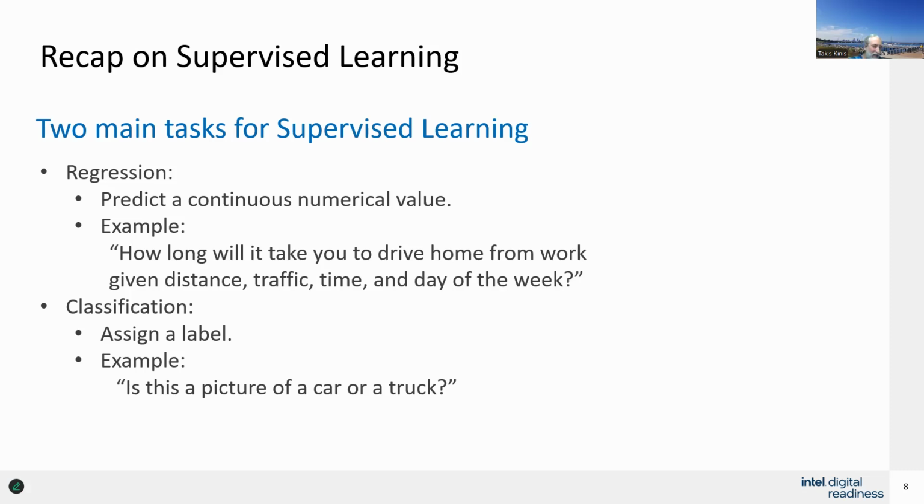But classification is really just pointing out what that is. Is that a picture of a car or is it a truck? Is it a dog or is it a cat? We're just classifying.